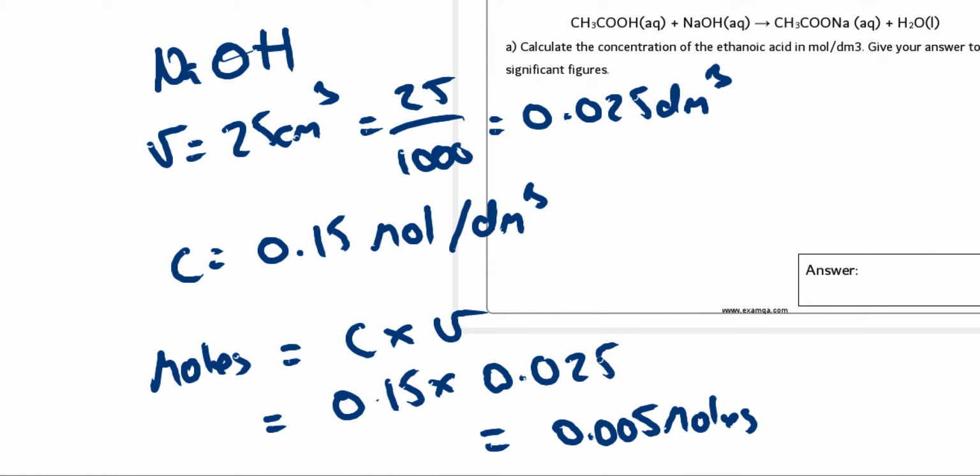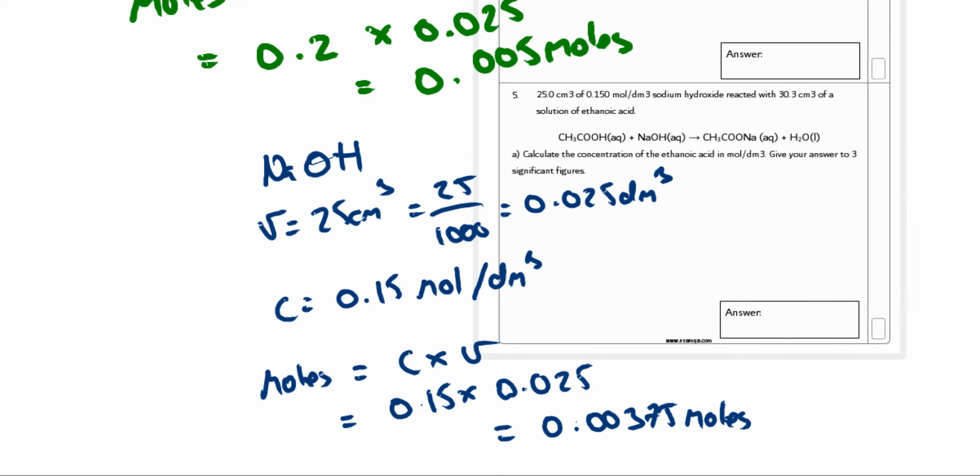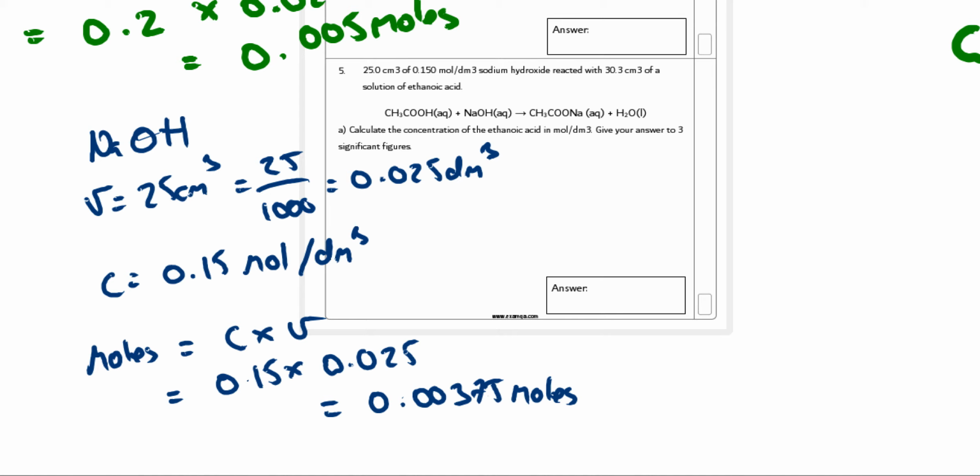Then we want to find the concentration, oh no, my apologies, not this one. Looking at the wrong answers. So the answer is 0.00375 moles. Then we look at the next part, which is the ethanoic acid. So this is CH3COOH.